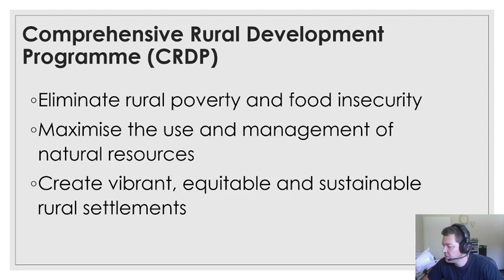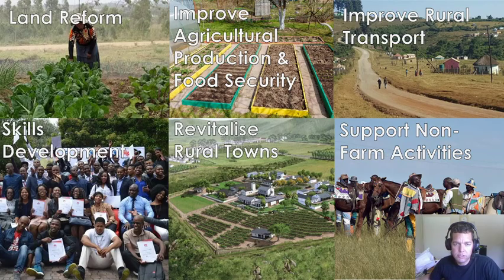Sustainable means that we are using things in a way that they will not get used up, and that we are preserving things for current generations to use as well as future generations. Okay, so now this is the way. These are the aims of that comprehensive rural development program that the government has.